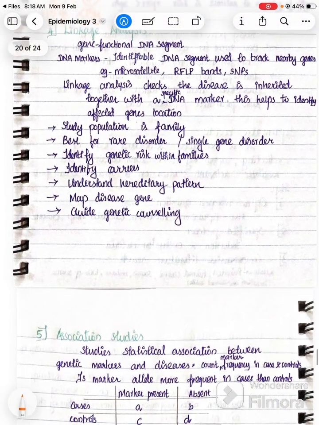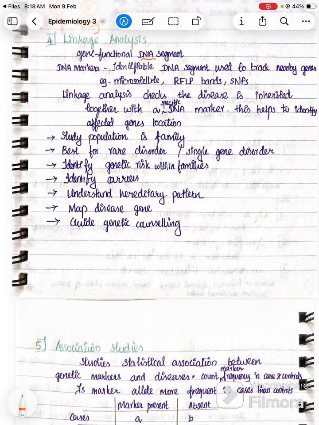Now linkage analysis. A gene is the functional DNA segment. We have DNA markers, which are non-functional identifiable DNA segments. These are used to track the nearby genes. For example, we have DNA markers: microsatellites, RFLP bands, SNPs. So linkage analysis checks whether the disease is inherited together with the specific DNA marker. This helps to identify the affected gene's location. For example, if a microsatellite marker is high in that particular patient, some gene nearby the microsatellite has the problem. That is how we'll be tracking the gene's location.